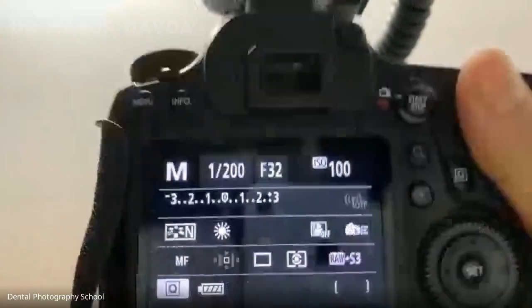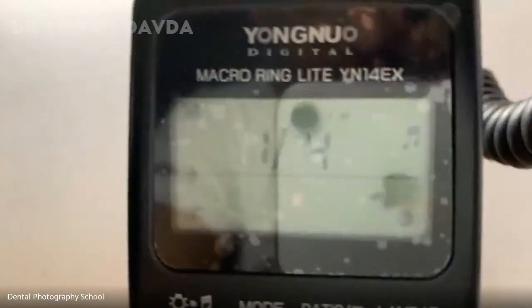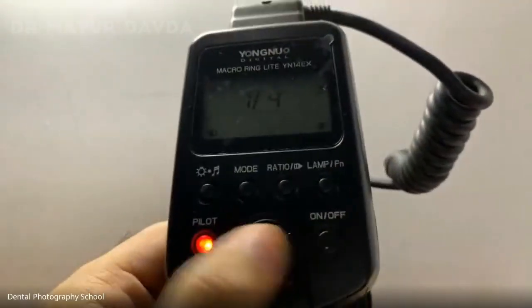That's perfectly what I wanted for intraoral photography. Shutter 1/200, ISO 100, f32 is set. Flash power at 1/4, that's set for a typhodon. If you are actually doing it on a patient, you can change it. You can increase or decrease according to your wishes just by pressing the left and right button.